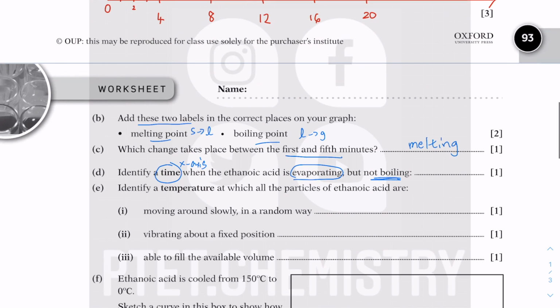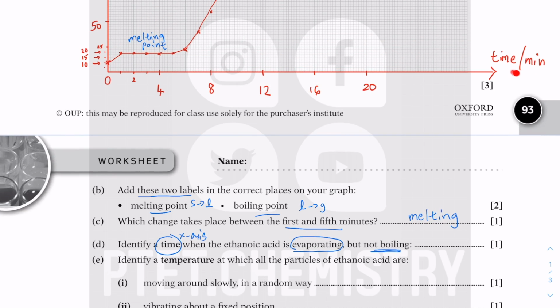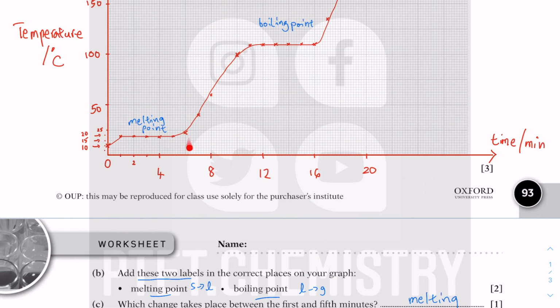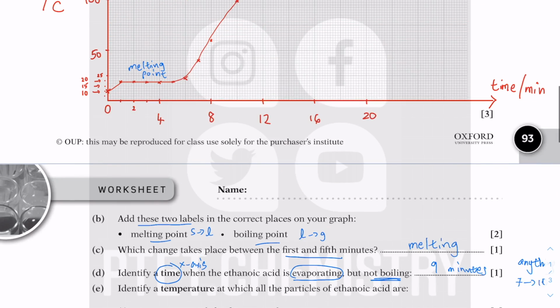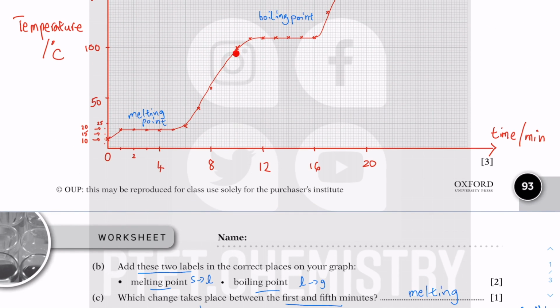All right, but time has a unit depending on the question or the data given, so there's in minutes. So I could use like 9 minutes or 10 minutes or anything in between. I would say 7 to 10 would have been all right. Maybe I go for 9. Anything 7 to 10 minutes. Yeah, 10 minutes is still alright because they're still below the boiling point. Alright, so 7 to 10.